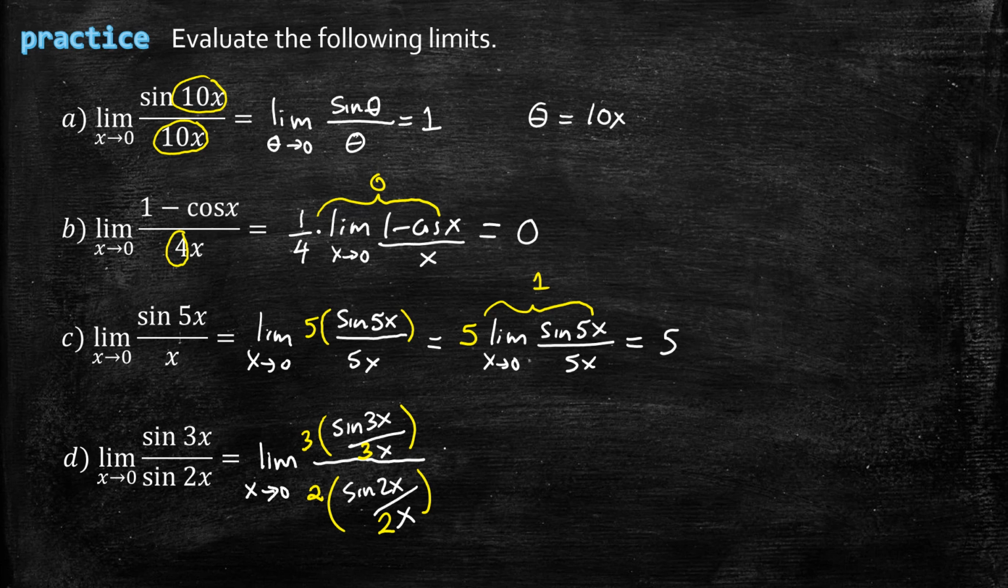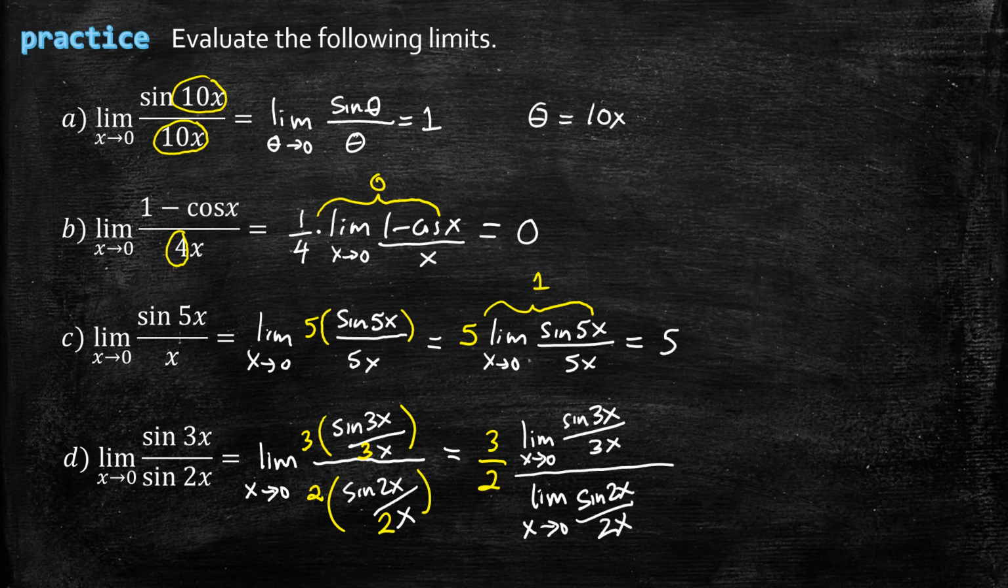And then if we bring that 3/2 outside, the limit of a quotient is just the quotient of the limits, so we can write the limit as x goes to 0 of sine 3x over 3x, all over the limit as x goes to 0 of sine 2x over 2x. And we know that this is just 1, that goes to 1. This is just 1, and our final answer is 3/2.